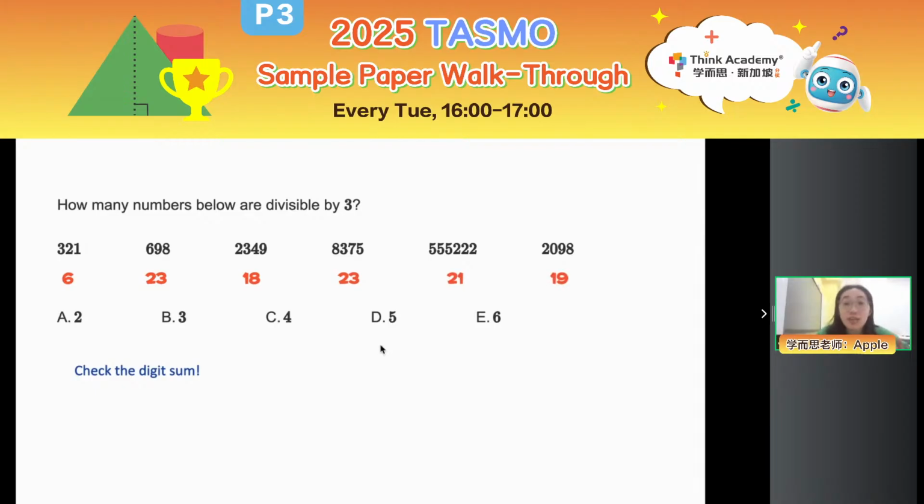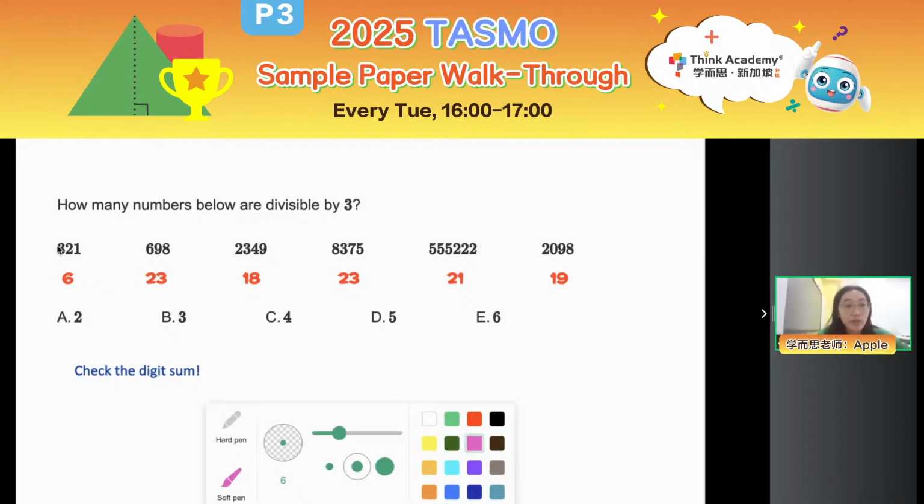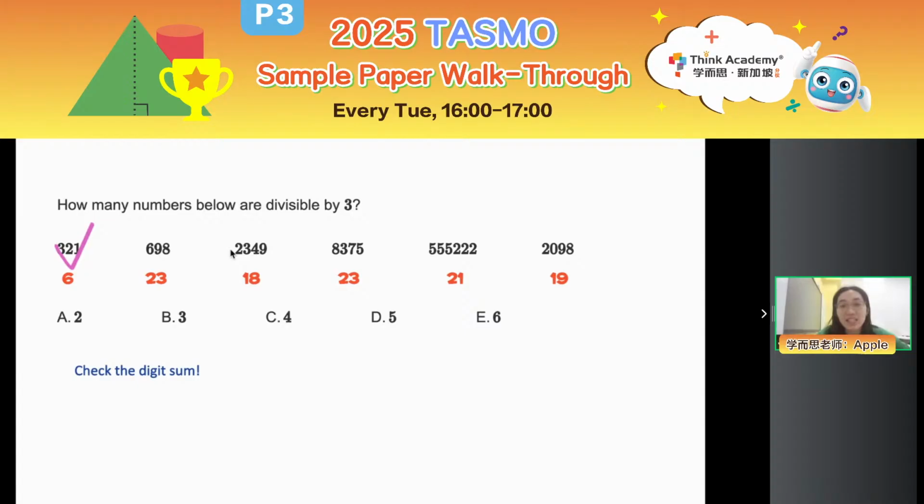So if the digit sum is divisible by 3, you can confirm the number is divisible by 3 as well. Then in this way, we can confirm, okay, the first one, yes, the third one, yes, and then the fifth one, yes. So you see that for this answer, it should be B, okay? There are 3 numbers that are divisible by 3.